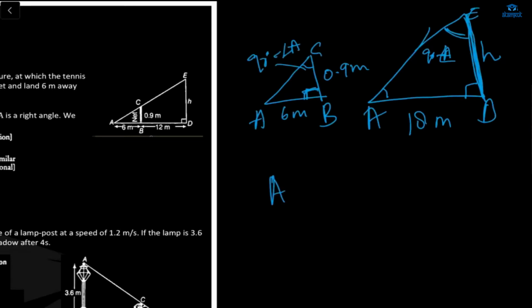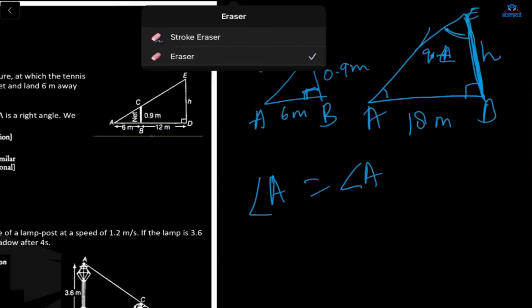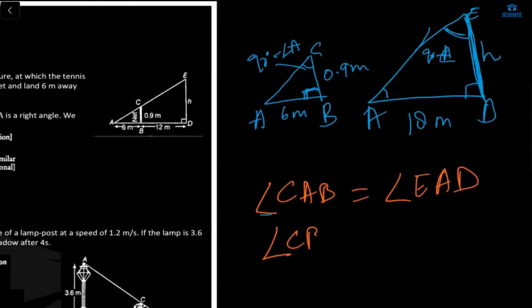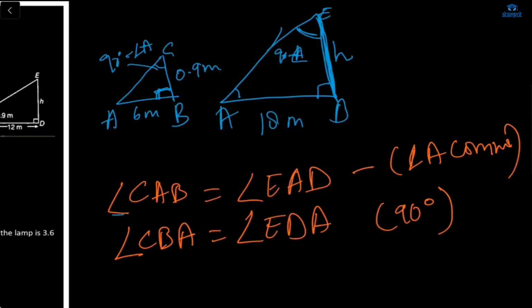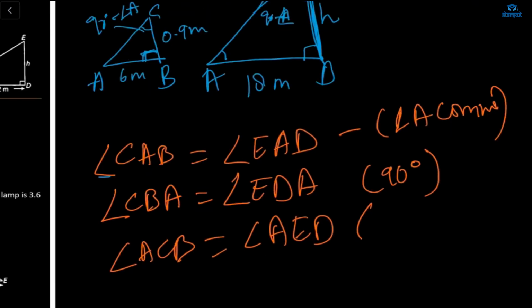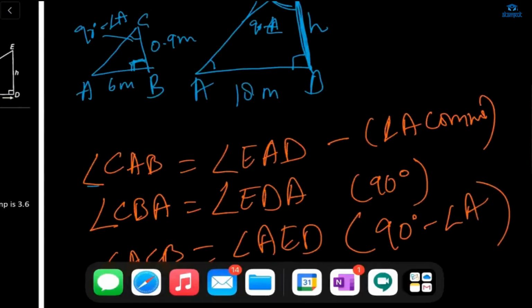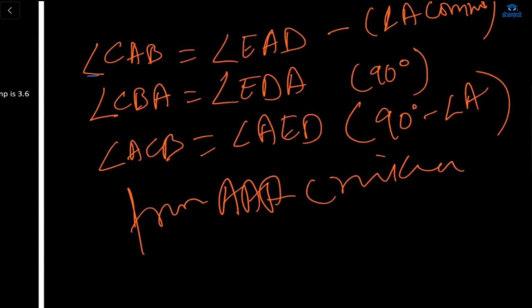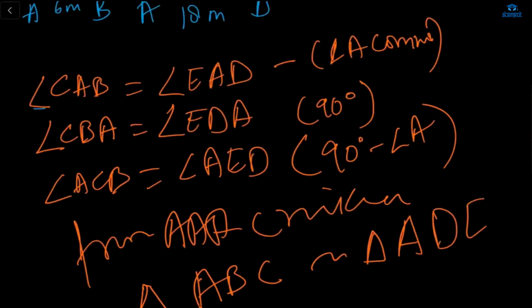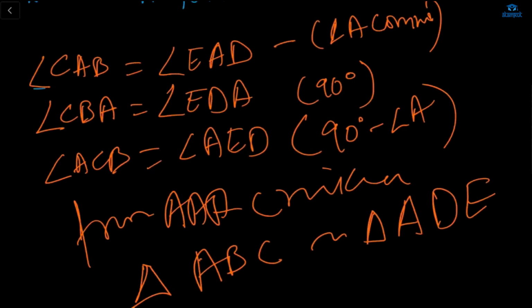So angle A is equal to angle A, or rather, when there are two criteria, we will write differently. That is, angle CAB is equal to angle EAD, and angle CBA is equal to angle EDA, 90 degree, angle A common, and then angle ACB is equal to angle AED. Why? Because both angles are 90 minus angle A. So from AA criteria, both triangles are similar. So triangle ABC is similar to triangle ADE. Since both the triangles are similar, you can say that the sides will be in the ratio.